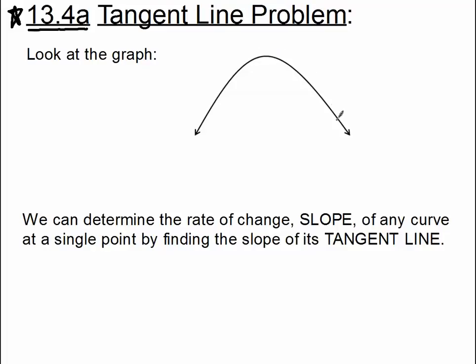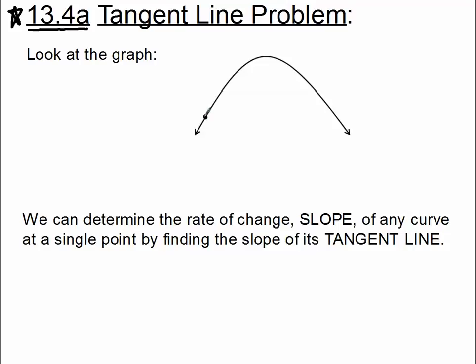This might be the graph of a quadratic. It is definitely a continuous curve. We can determine the rate of change, or in other words, the slope of any curve at a single point by finding the slope of its tangent line. What I mean by that is there are infinite slopes along this curve. It just depends on which point we are on the curve.